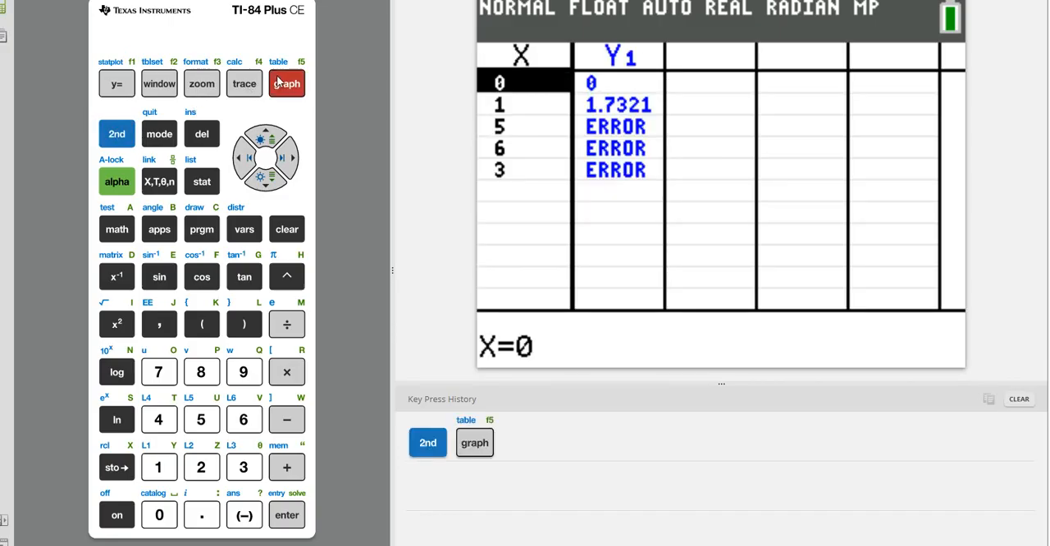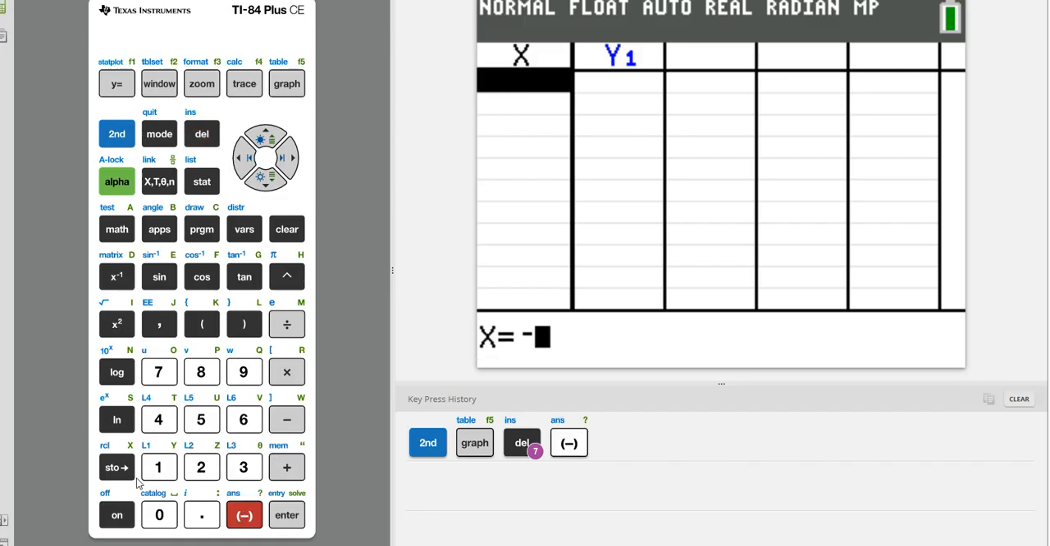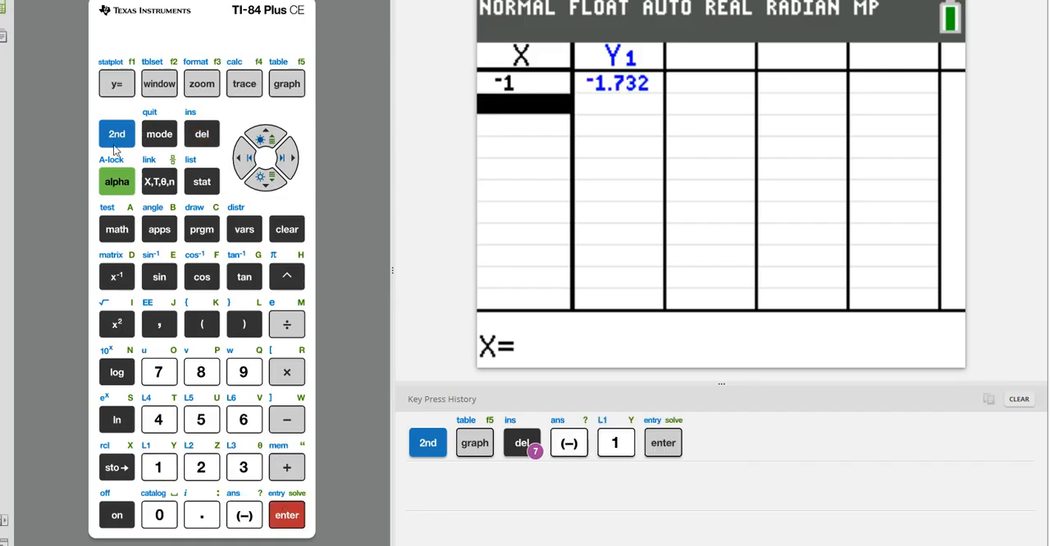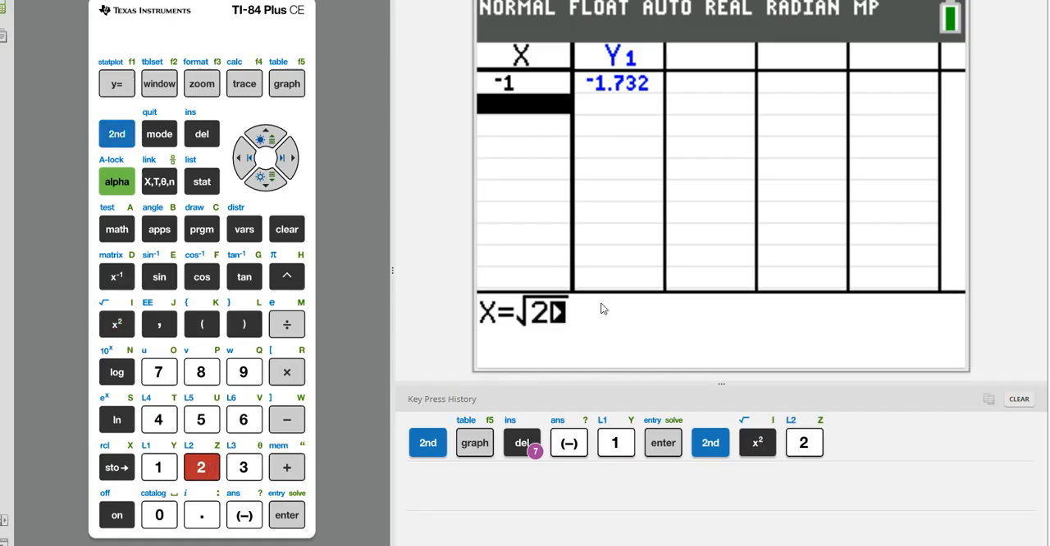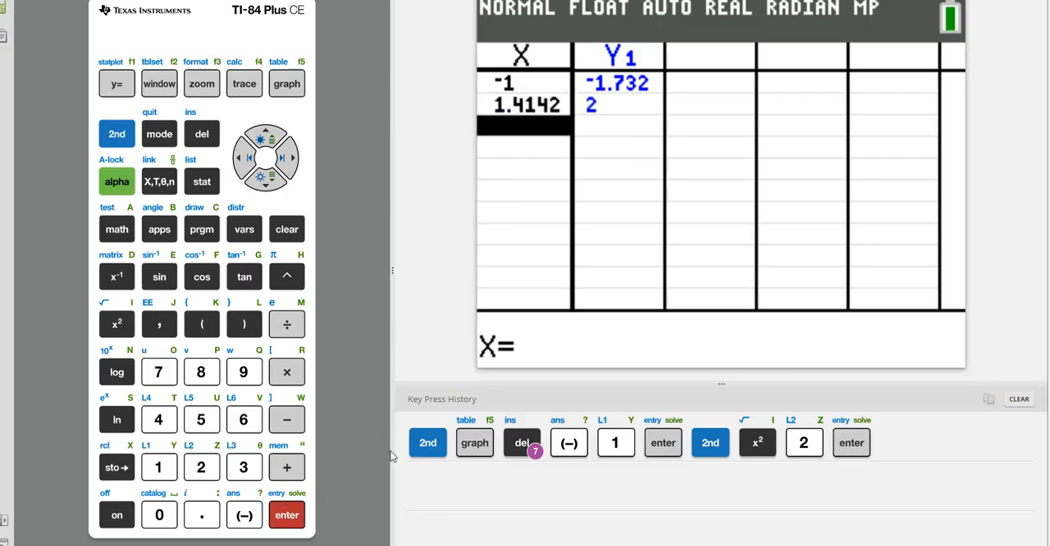So let's go up here to table. I'm just going to delete all these things. Negative 1. And let's type in the square root of 2. Now this nice symbol is going to disappear. It'll give me a decimal value, but at least I'll get the correct decimal value over here. And finally, 2. So, bingo. So let's put a little chart there for ourselves. So we have negative 1, square root of 2, and 2.